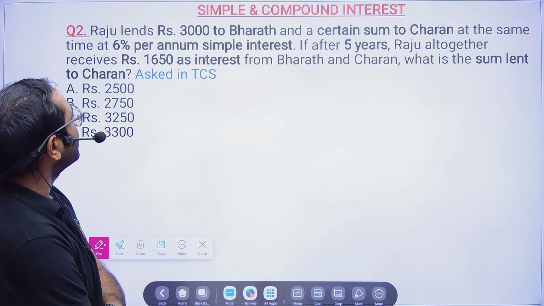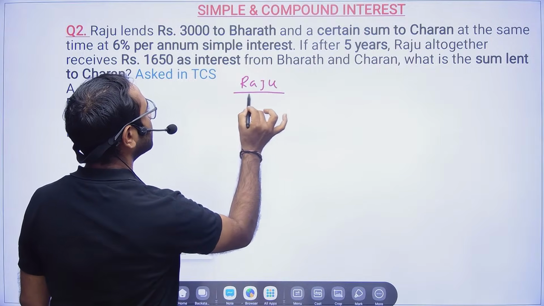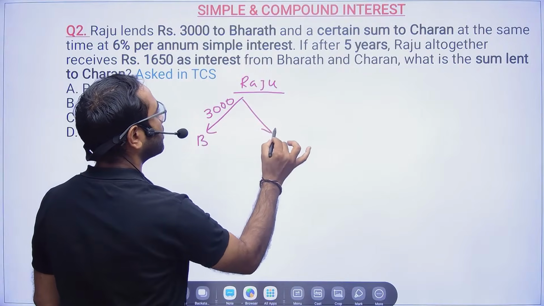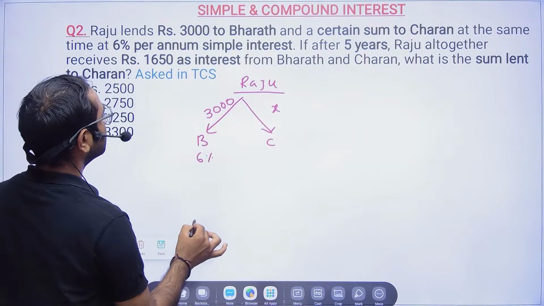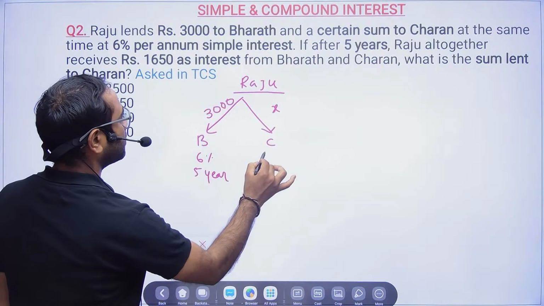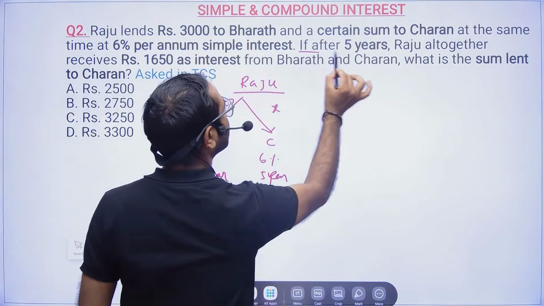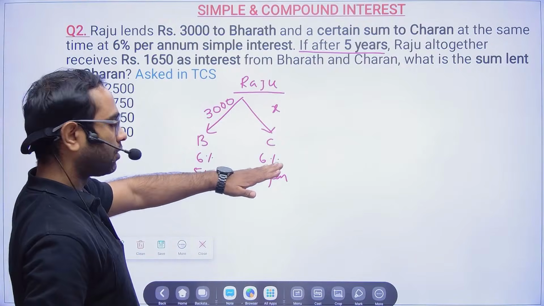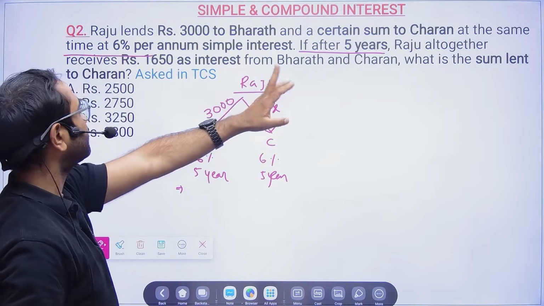Okay, so Raju lends 3000 rupees to Bharat. So Raju is a rich guy. He is giving 3000 rupees to Bharat, and some amount to Charan. To Bharat he is giving at 6% rate of interest for 5 years, and Charan also 6% for 5 years, correct? Both are going to get the interest after 5 years, at 6% per annum simple interest for both of them.